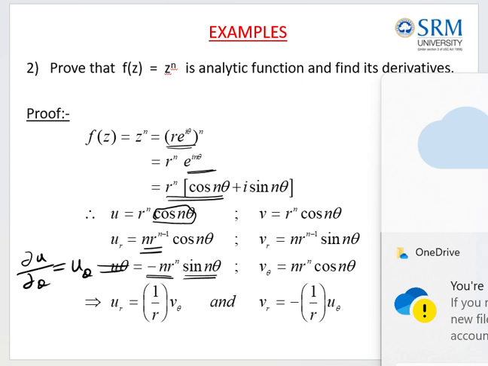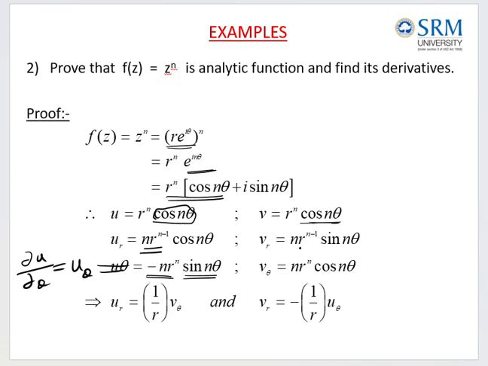Similarly, we need to differentiate v partially with respect to r, retaining the sin n theta term as it is. If you differentiate r^n, you will get n r^(n-1) with respect to r. Then if I differentiate v with respect to theta, I need to retain this r^n as it is, so r^n sin n theta. If I differentiate sin n theta, I'll get cos n theta into n.